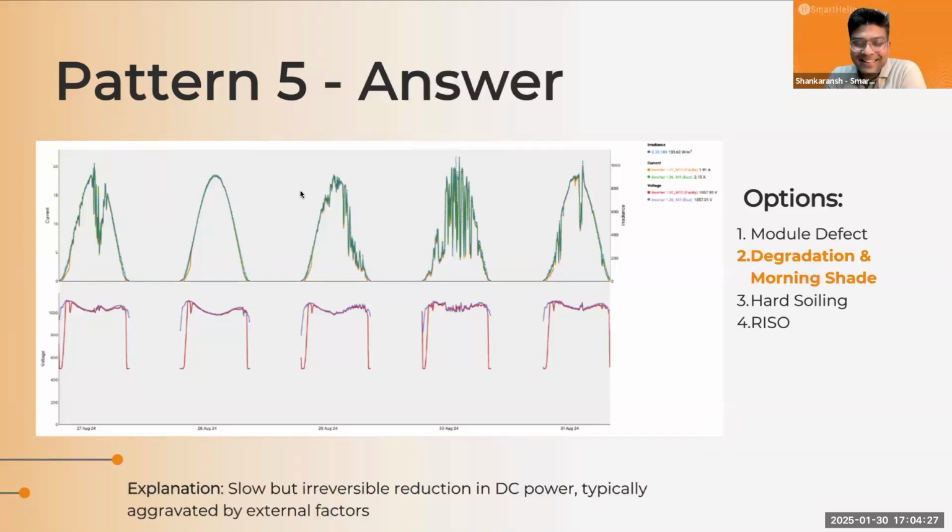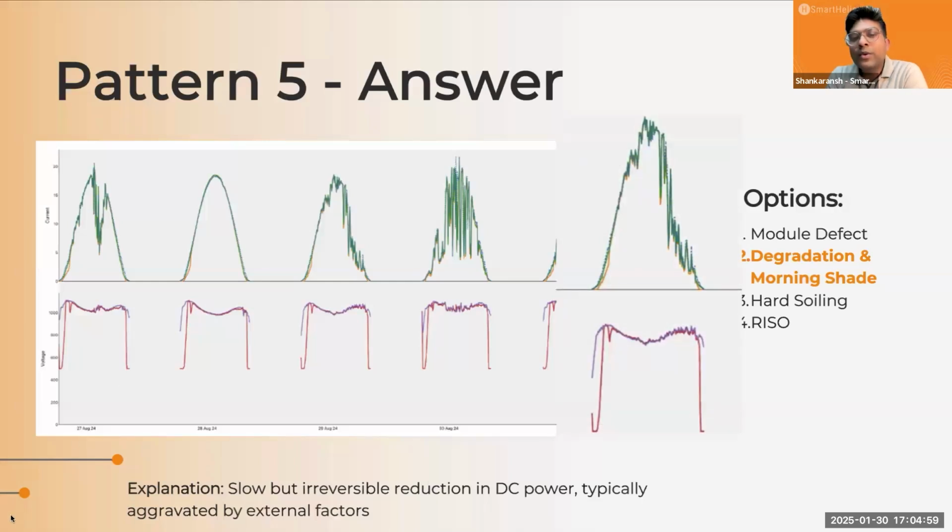Of course, it's degradation and morning shade. RISO could be a pattern, but typically when the resistance isolation threshold is breached, the inverter goes into a partial shutdown or shutdown condition. And typically, in most cases, we see the current almost touching zero and the voltage approaching VOC. If the RISO is low, we can get a pattern like this.